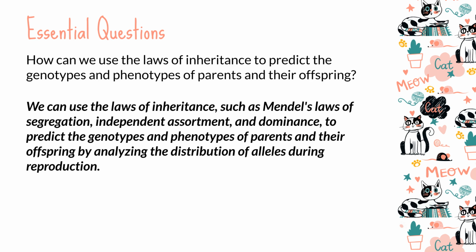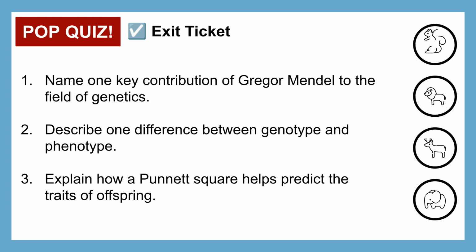To answer this lesson's essential question, we can use the laws of inheritance, such as Mendel's laws of segregation, independent assortment, and dominance, to predict the genotypes and phenotypes of parents and their offspring by analyzing the distribution of alleles during reproduction. To conclude, name one contribution of Mendel in genetics, compare genotype and phenotype, and explain how to use a Punnett square.